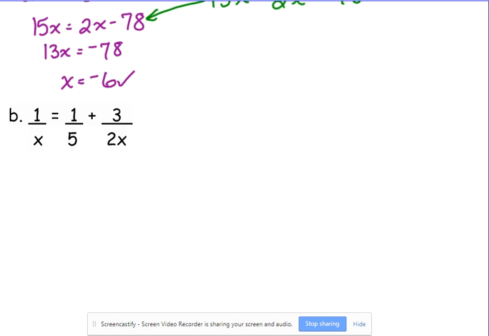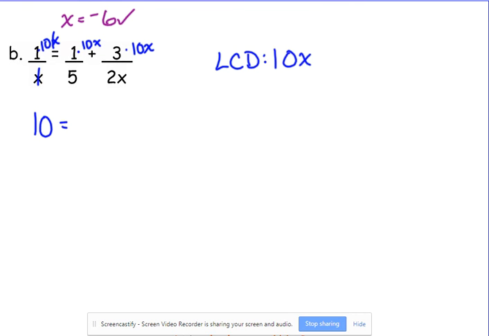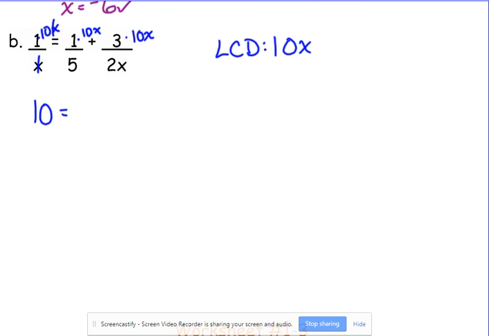What's the LCD? 10x. If we multiply everything by 10x, it will eliminate all of our denominators. So for the first one, the x's cancel. 1 times 10 is 10. In the second one, 10 over 5 leaves us with 2. 1 times 2x is 2x. Don't lose that plus sign in there.